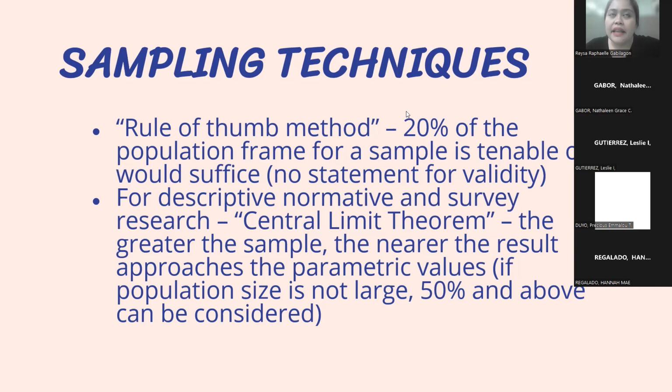Now, for the sampling technique, most of the time they use the rule of thumb method, wherein some researchers do not compute the sample size using Slovin's formula and the Raosoft software. Sometimes they just compute using 20%. So if they know the population already, they will just take 20% and that becomes their sample. The problem is, if you only use 20%, we have no statement of validity. We cannot explain why 20% and why not 30%. Right? There is no statement of validity, and at the same time, the findings of the study also have no statement of validity.